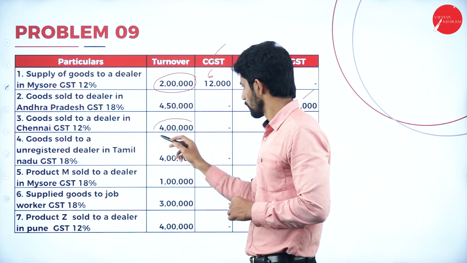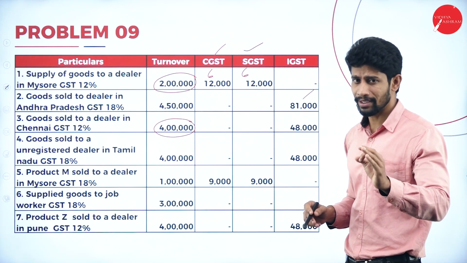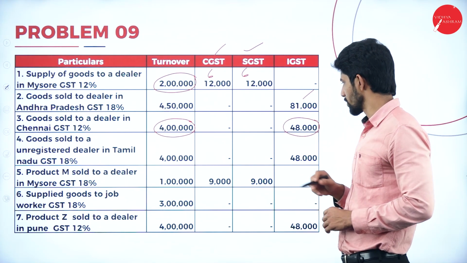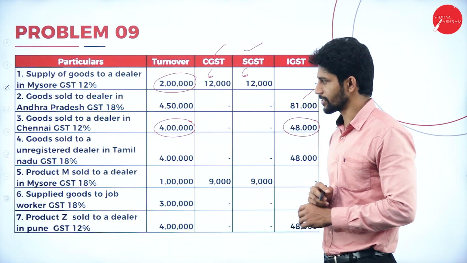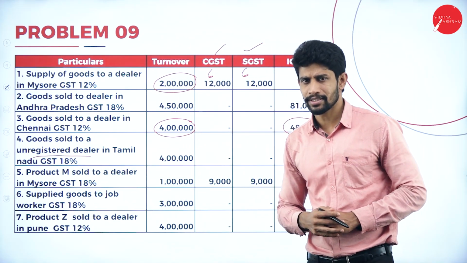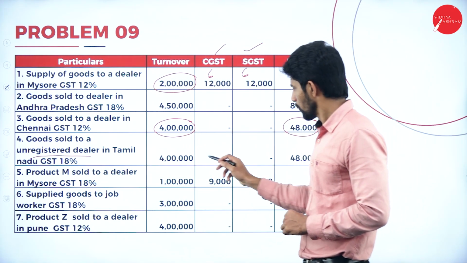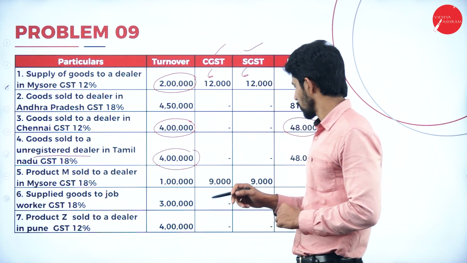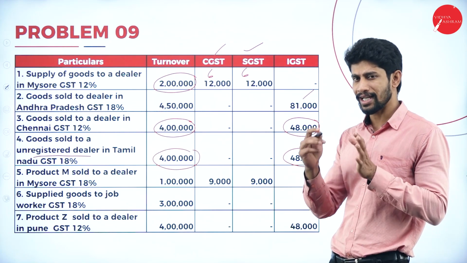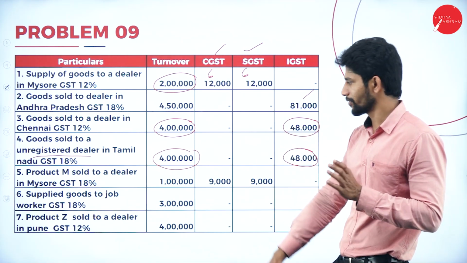So, value 4 lakh. What tax is applicable? IGST is applicable because the transaction is happening between two states. 48,000 is the IGST. Goods sold to an unregistered dealer in Tamil Nadu, GST 18%. So, 4 lakh is the value. Compute 18%, you will get 48,000 IGST because the transaction is between Karnataka and Tamil Nadu.